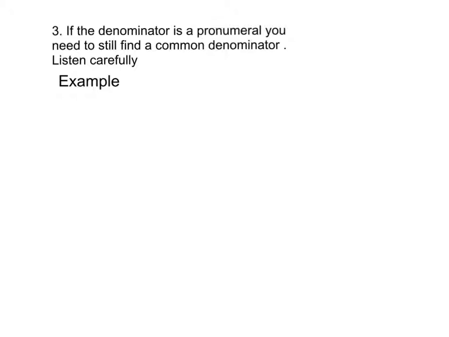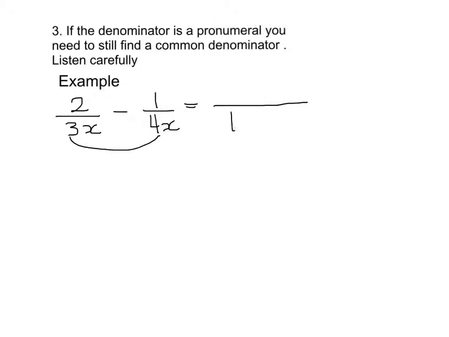Okay, now let's have a look at the next slide. The next one says if the denominator is a pronumeral, you still need to find a common denominator. So let's have a look at an example here. Let's say we have 2 over 3x minus 1 over 4x. Alright, so I need to find a common denominator again. Just like before, we multiply 3 times 4, that gives me 12. And I need an x, because both denominators have an x.